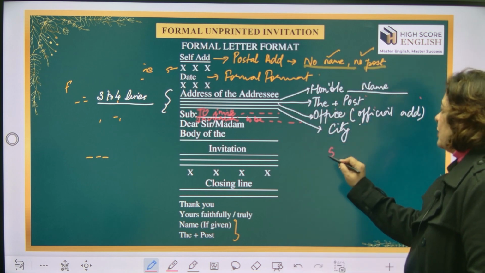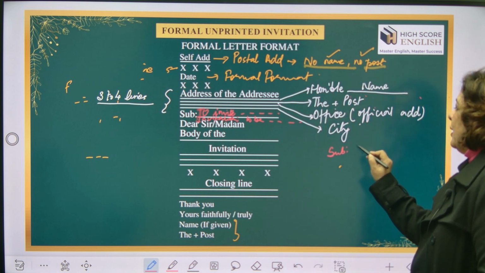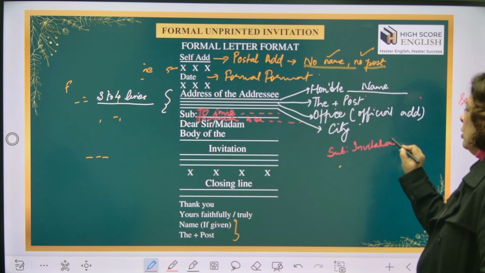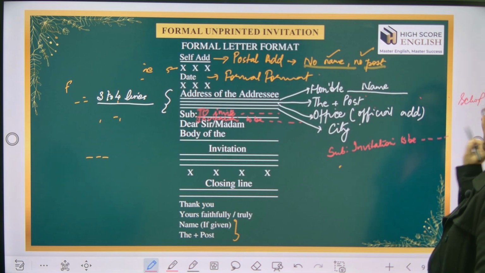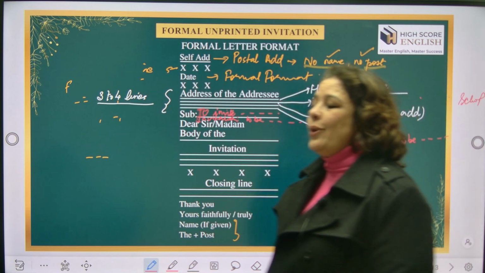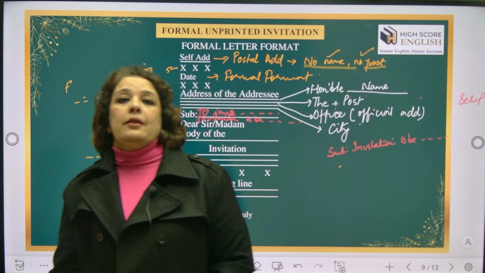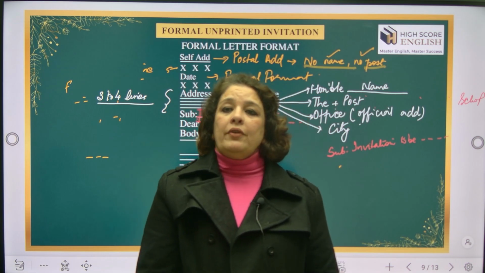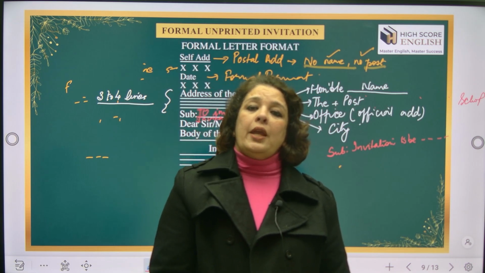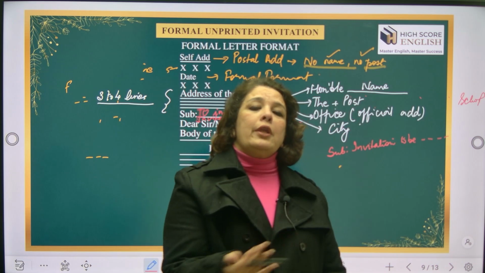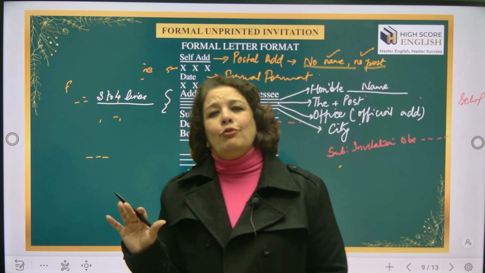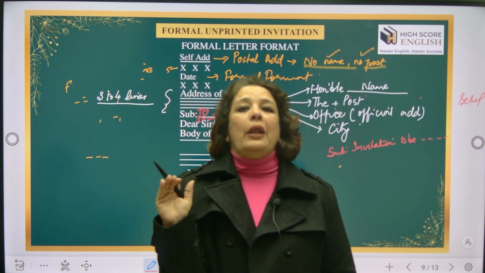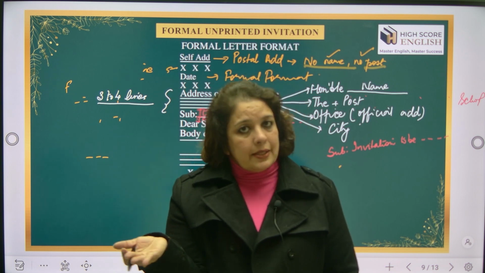So your subject goes this way, SUB dot invitation to be the chief guest or whatever it is. Please do not write the entire letter in the subject. That is what most of the students are doing. Invitation to be the chief guest for the annual sports day of the school. The whole thing they are writing. You don't have to write the whole thing. Just 3-4 words. And you have to finish it in 1 line only. Do not switch over to the 2nd line.